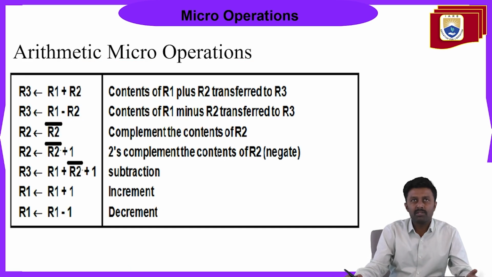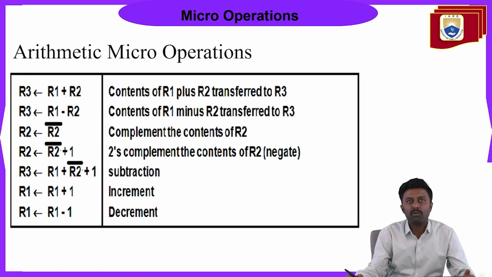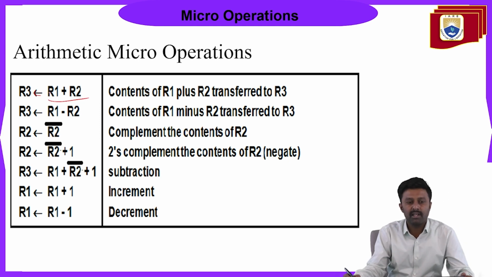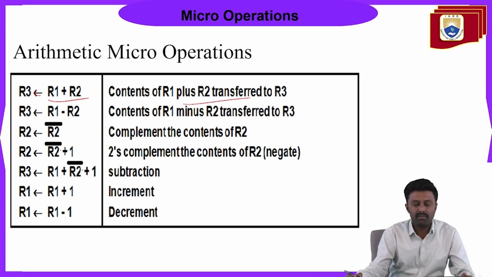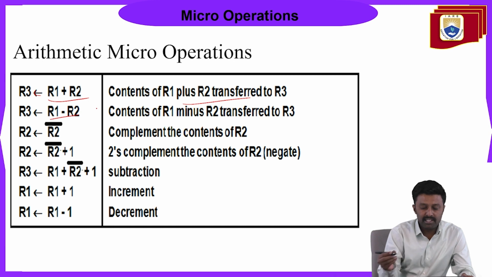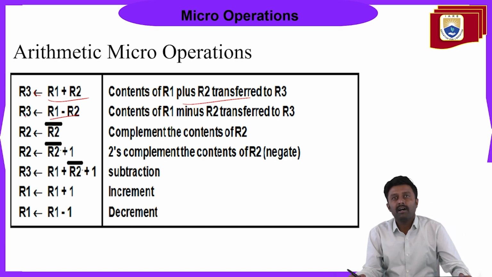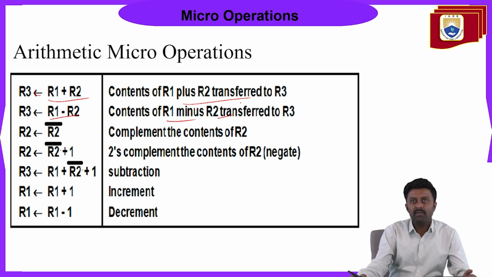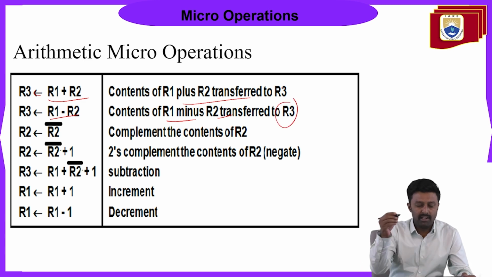So this table shows some of the arithmetic micro operations performed. As an example, R1 plus R2, with this arrow showing the content is stored in R3. So this adds the content of R1 and R2, and the result will be stored. Then the next instruction is R1 minus R2. The result will be stored in R3. That is the content of R2 is subtracted from the content of R1, and the result is stored in R3.